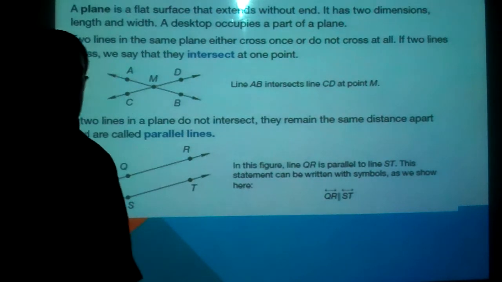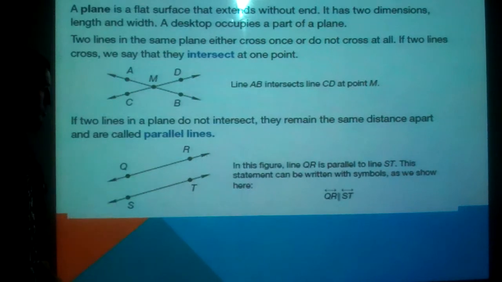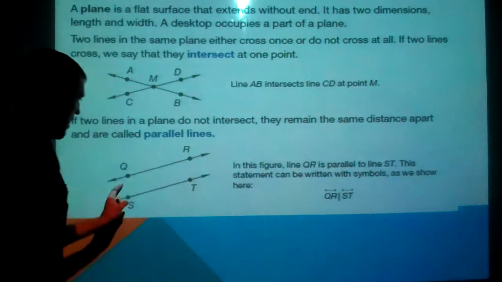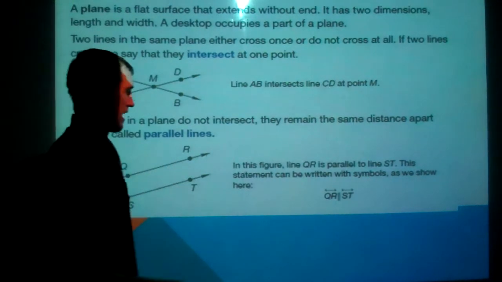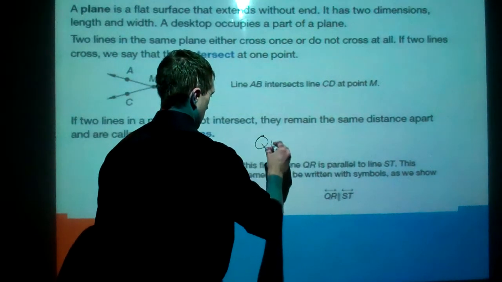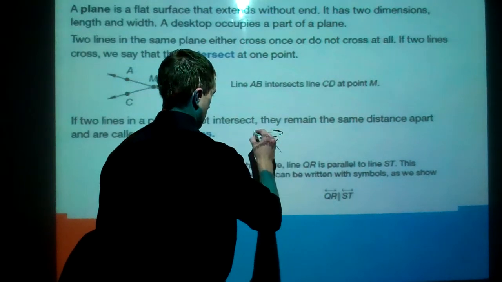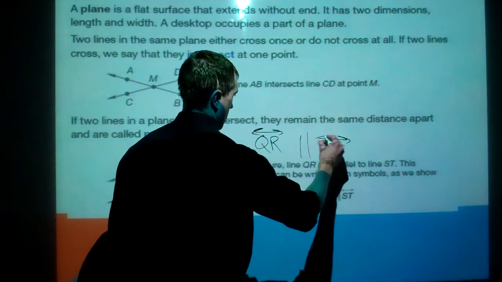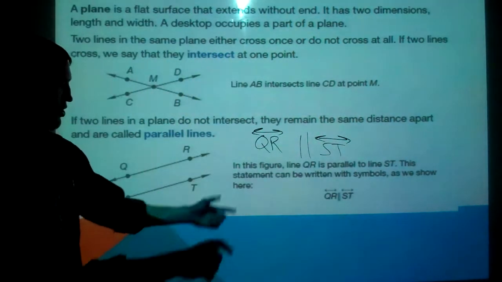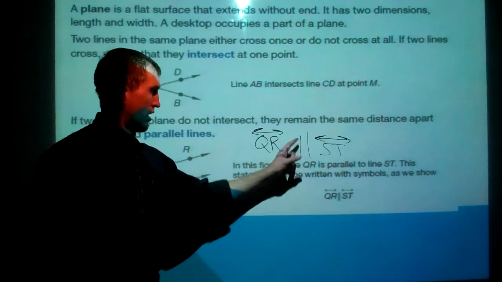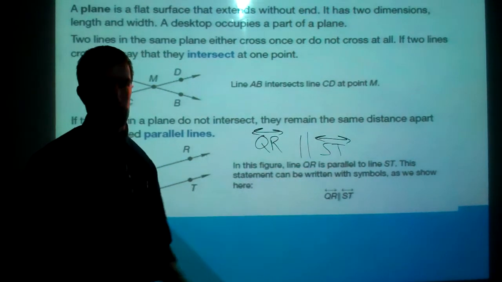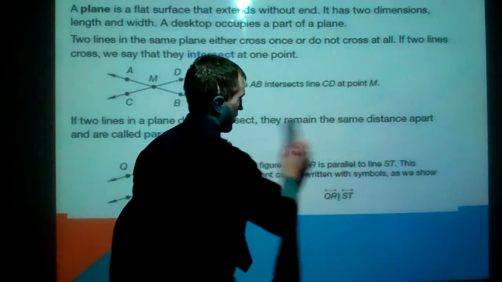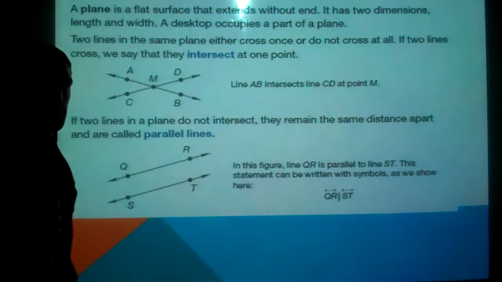If two lines do not intersect, they are called parallel. And here's the symbol for that. We would say line QR is parallel to line ST. Those two little bars mean is parallel to. That means those lines will never touch. They have the same slope.